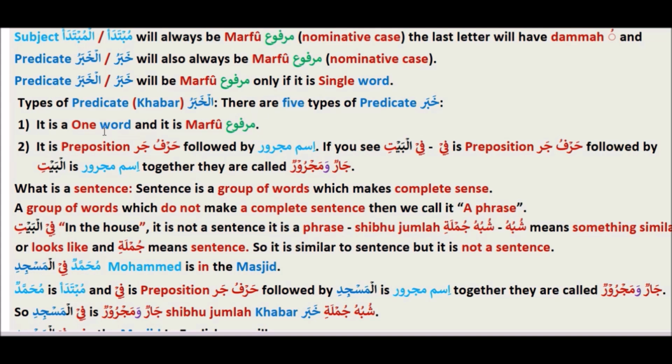It is one word and it is marfu. It is a preposition, harfu jar, followed by ism majroor. If you see, fi al-bayti, fi is a preposition, it is harfu jar, followed by al-bayti, which is ism majroor. Together they are called jarun wa majroorun.